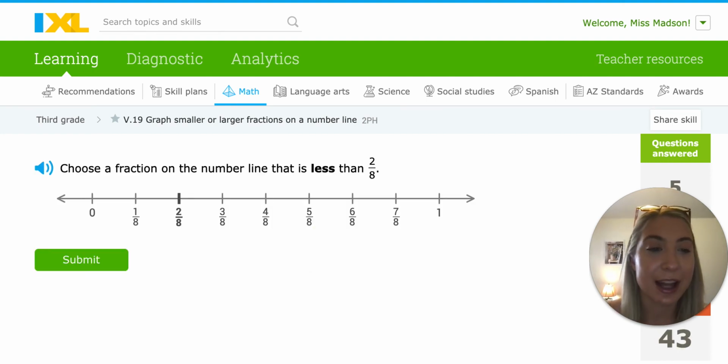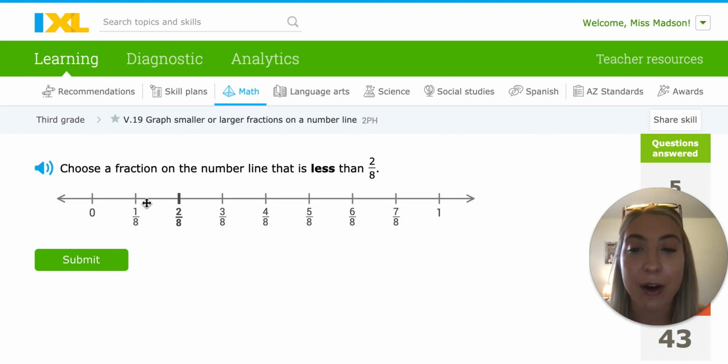Alright, and this will be our last example together. So now we're choosing a fraction on the number line that is less than 2/8. Less than means smaller. So right now I'm going to find 2/8 right here. So this is my 2/8. I need to pick a fraction that's smaller than 2/8. This is showing 2 equal parts of the total of 8 equal parts of the whole. Now to the left is smaller, so I'm just going to go right here to 1/8. The 1 is smaller than 2, so that's also showing that it's going to be a smaller fraction.